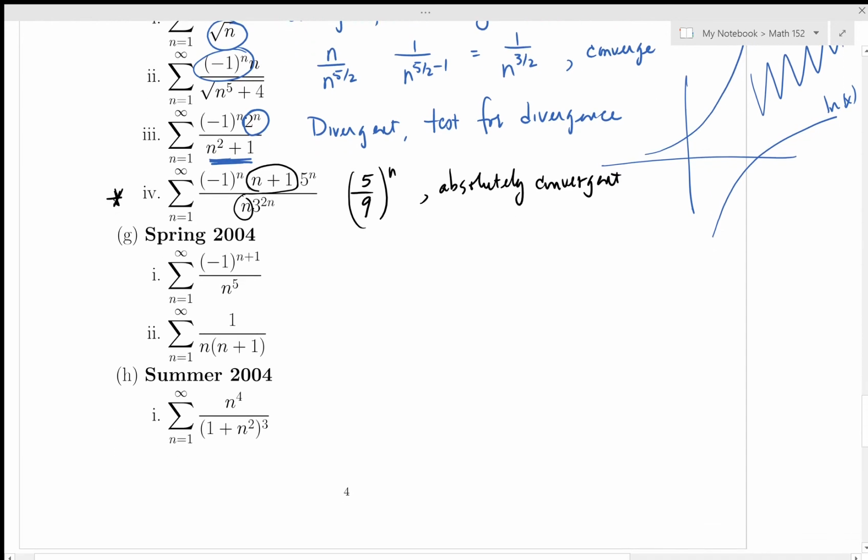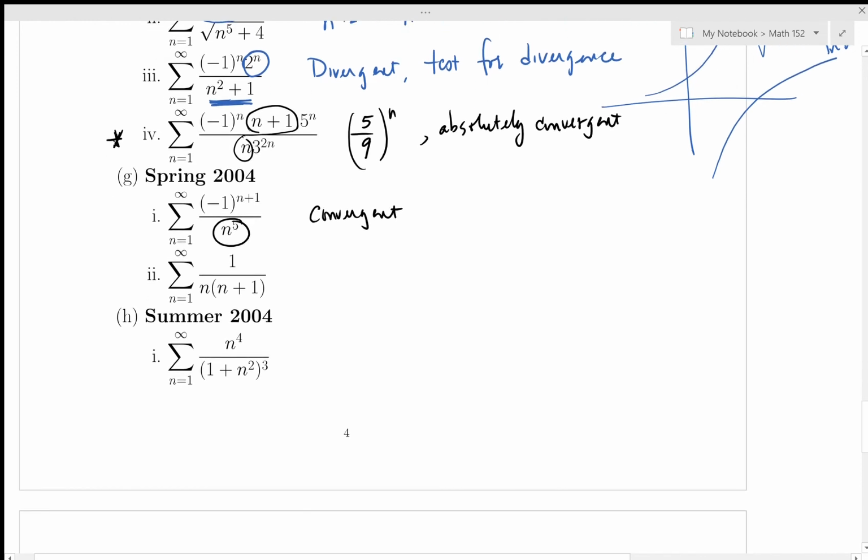Okay, this thing should be deadly obvious. There's a high power of n here in the denominator, and it's alternating. I mean, it's clearly going to be convergent. Convergent. You use the alternating series test. You could use the integral test. All right, this one here, it basically looks like 1 over n squared. So you could compare with that. Use the comparison test with 1 over n squared.